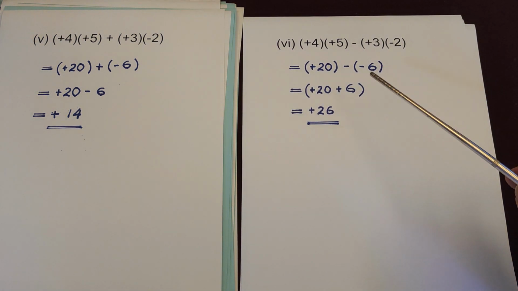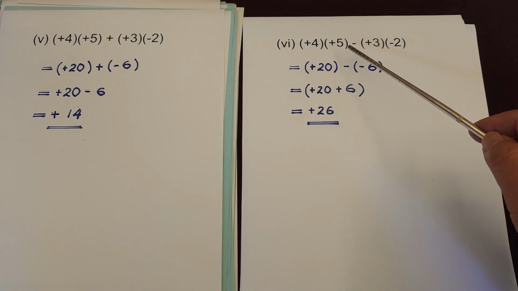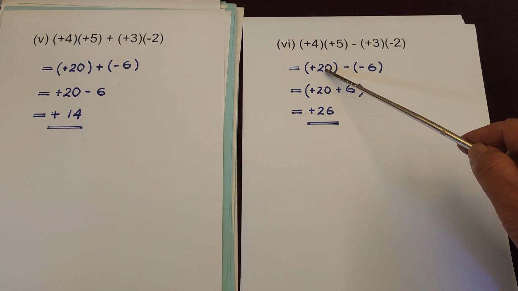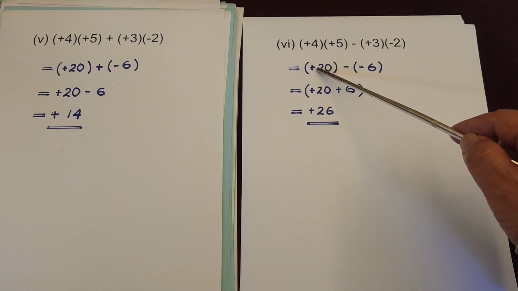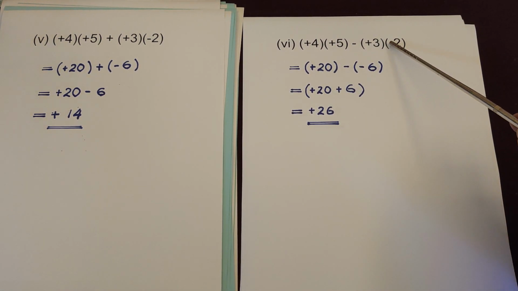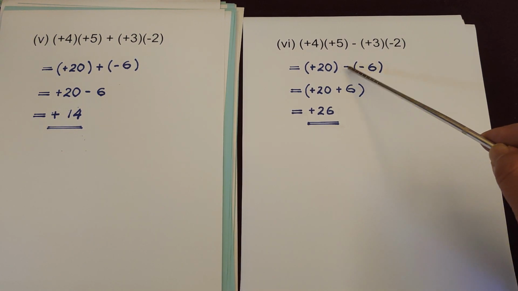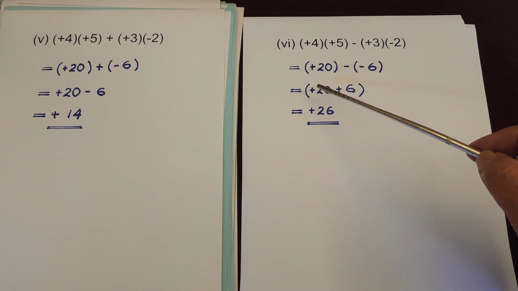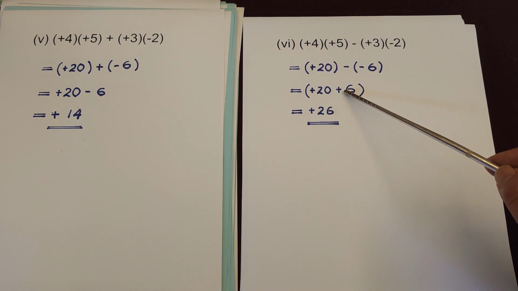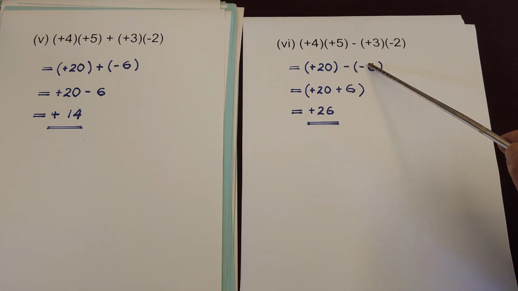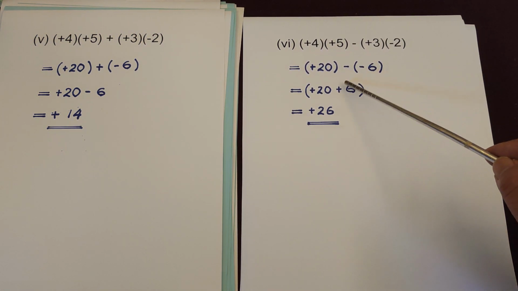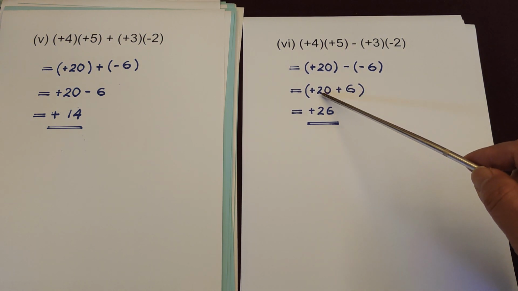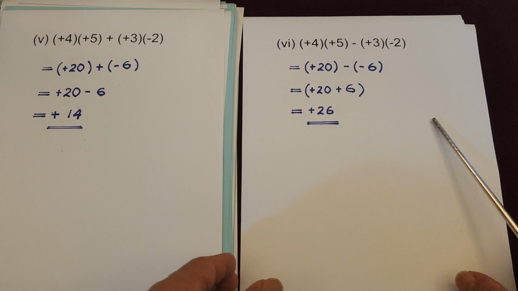The sixth one, okay. Positive 4 times positive 5. The answer here is positive 20, because these two sides are the same, so we have a positive result. And these two sides differ, so we have a negative result. And these two sides are the same, so we have a positive result. So it becomes positive 20 plus 6, because we have the same side here, so we have a positive side. And then positive 20 plus 6 becomes 26.